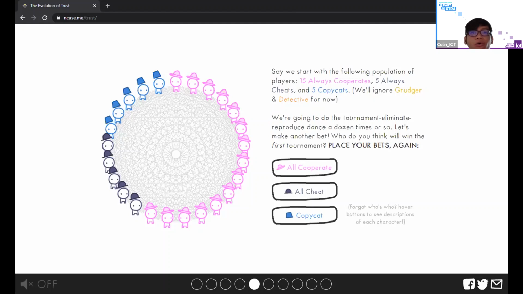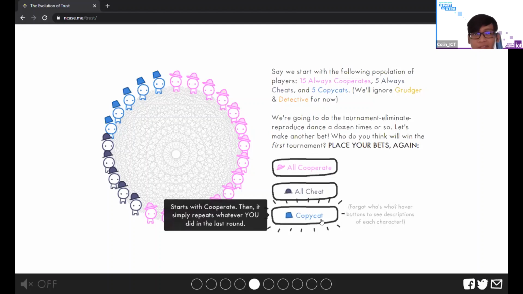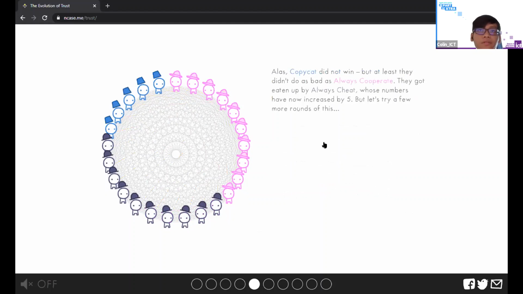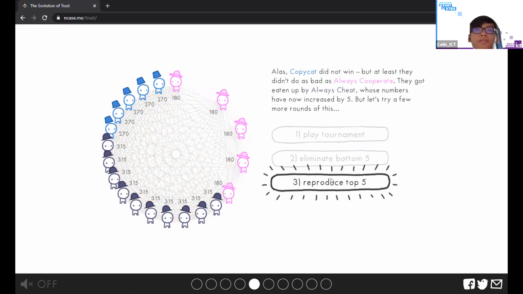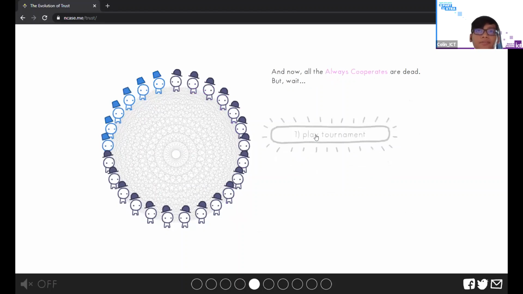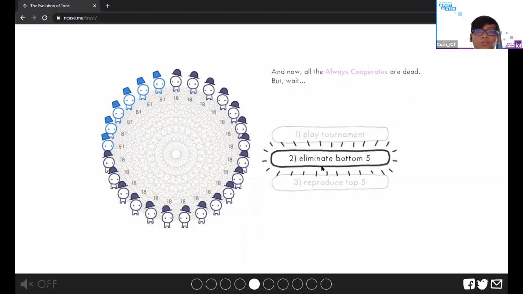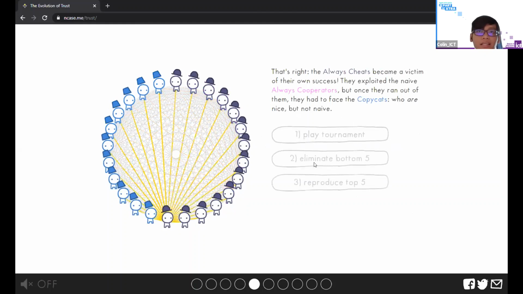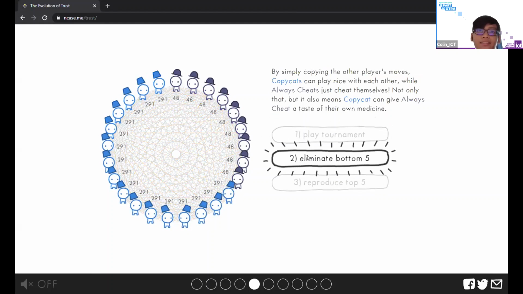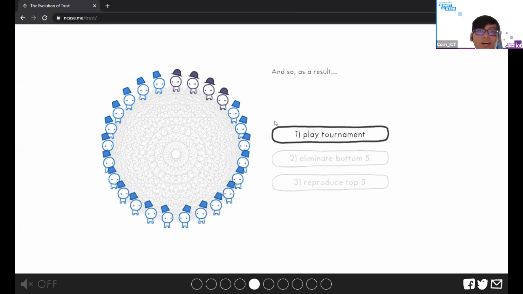You can see that overall always cooperate is predominantly dominant. However, we can all guess that they will be exploited by the always cheat. So I can say that copycat does win. And now we're going to play the game and find out who will be dominant. I think we can tell that always cooperate will get exploited by the cheaters and will stand to lose. Towards the end, I think everyone can guess that the always cheat will lose.